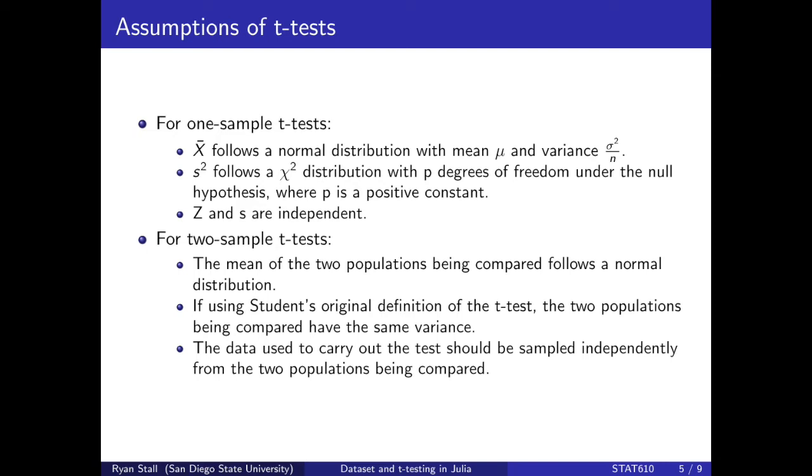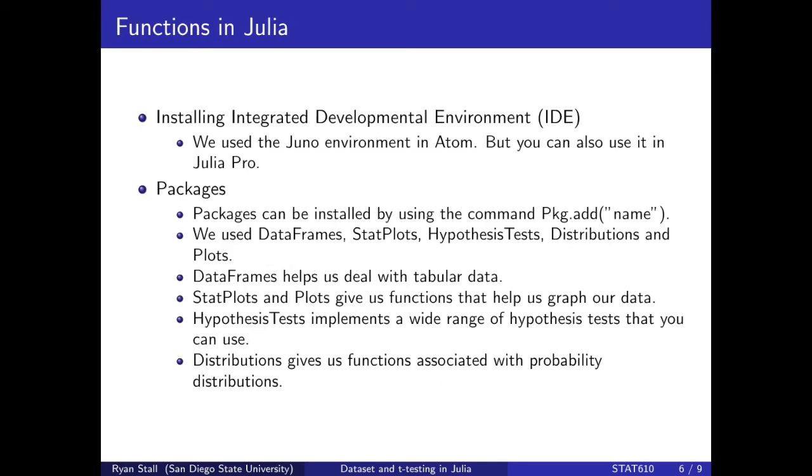For two-sample t-tests, we must assume that the mean of the two populations being compared follows a normal distribution. If using Student's original definition of the t-test, we must also assume that the two populations being compared have the same variance. Finally, we must assume that the data used to carry out the test is sampled independently from the two populations being compared. Now, we move on to Julia.